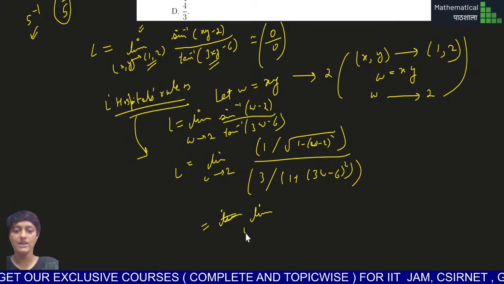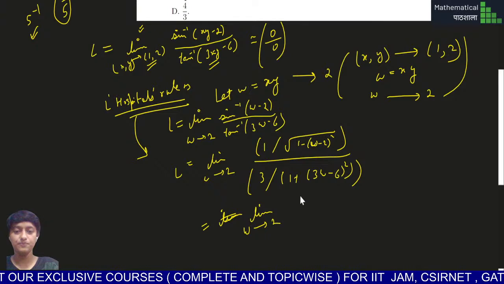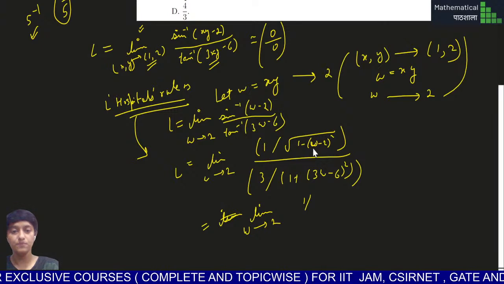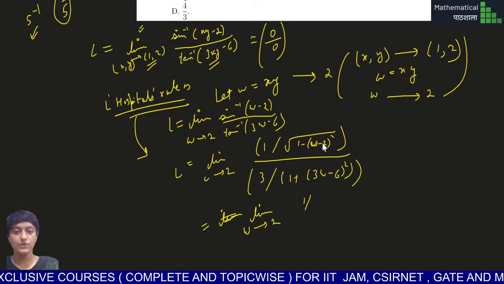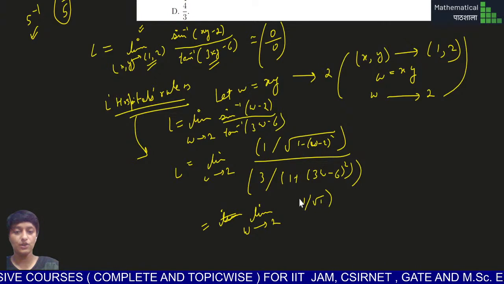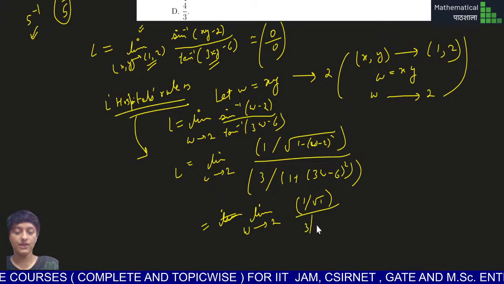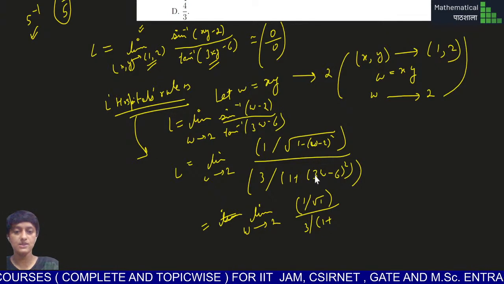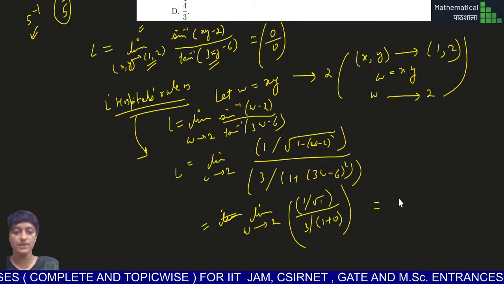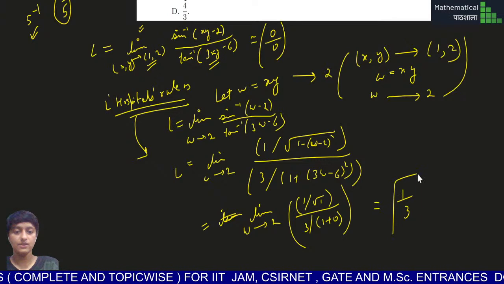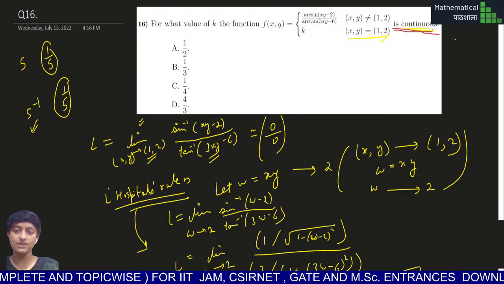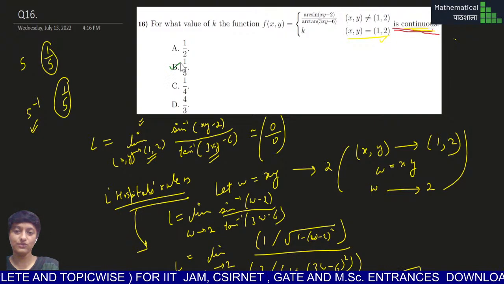Alright. So it will be the limit as W tends to 2; you substitute the value of W as 2. So it will be 2 minus 2, 0. So 1 minus 0 square, 1. So it will be 1 by root 1 only, whole upon 3 by 1 plus (3 times 2 minus 6), 6 minus 6, 0. So it will be nothing but 1 by 3. And you are correct. The correct option is option number B.